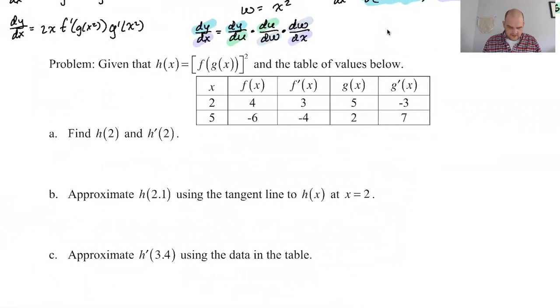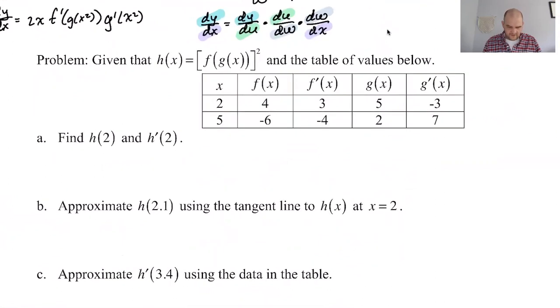All right, let's see if we can do this. We've got to find it. So h of x has a weird definition. h of x is this thing, and we want to find h of 2 and h prime of 2, and we have this table of values. The table of values gives us f of x, f prime of x, g of x, g prime of x.